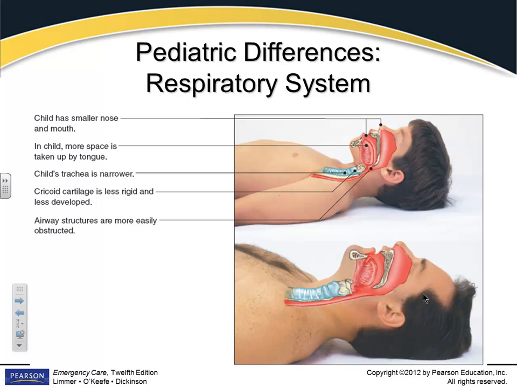The glottic opening. This is kind of shaped like an egg for an adult. It's just the opposite on a pediatric airway. It's shaped more like this. And this would be their glottic opening.